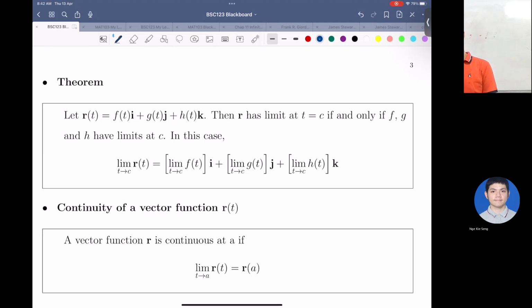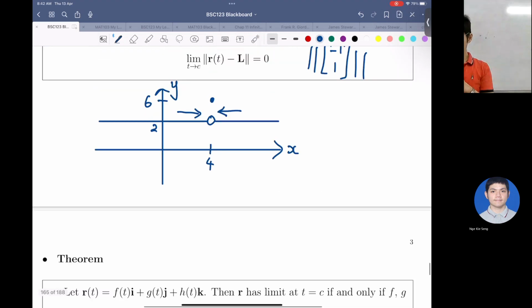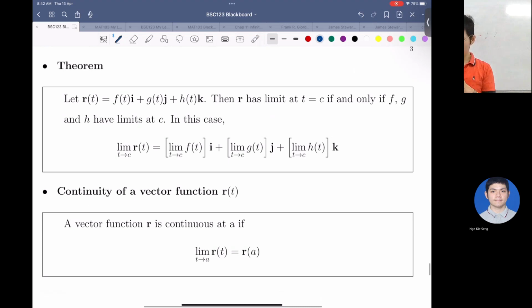For the limit of R(t), in R you have two directions going to one number: either you go from the right or from the left. In 3D you get more directions. You not only go from left and right. Let me open up your mind.